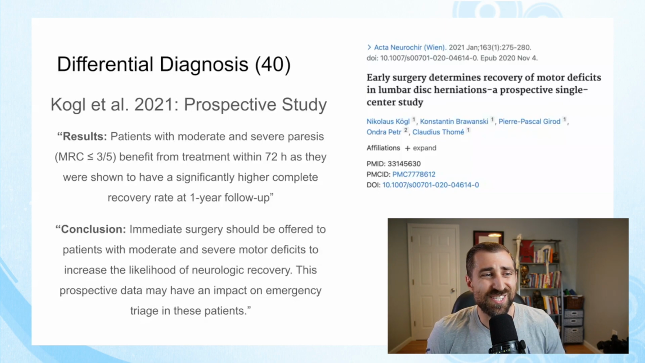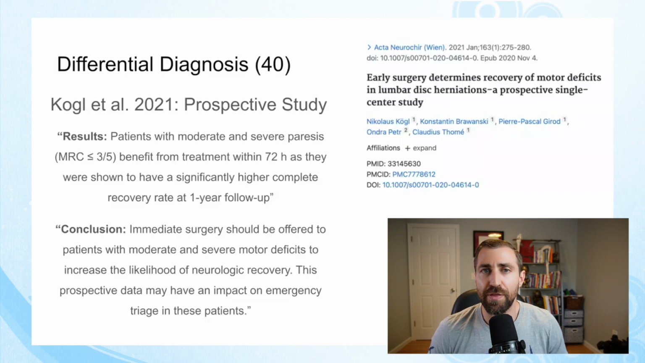So, the results of this study said that patients with moderate and severe paresis benefit from treatment within 72 hours, the treatment being surgery, as they were shown to have a significantly higher complete recovery rate at the 1 year follow up. And the other piece is that they had a much better recovery rate of their myotomal strength compared to the control group that didn't get any surgery. In conclusion, they stated that immediate surgery should be offered to patients with moderate and severe motor deficits to increase the likelihood of neurologic recovery. This prospective data may have an impact on emergency triage in these patients.